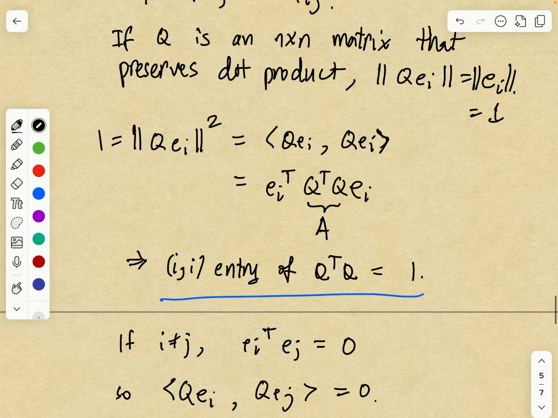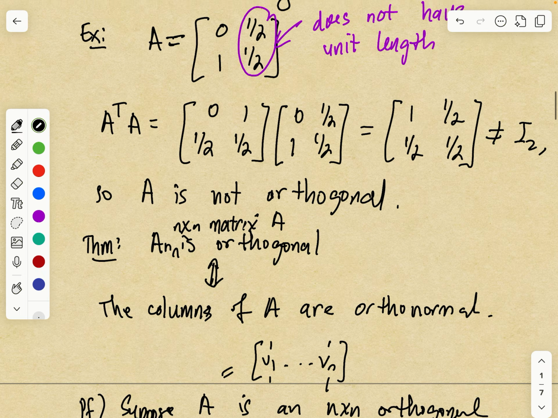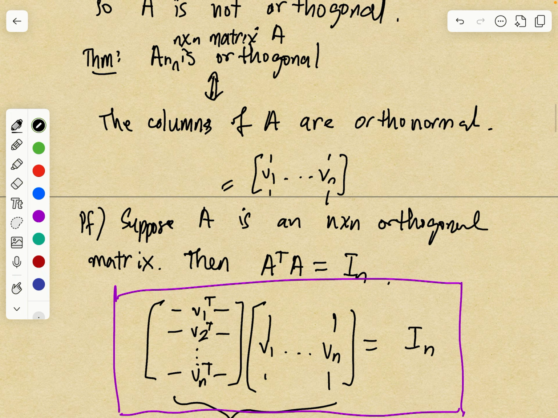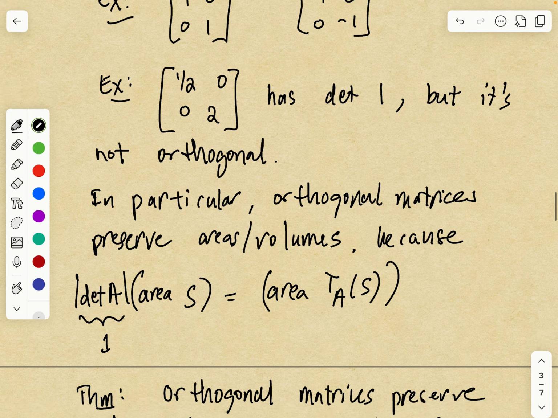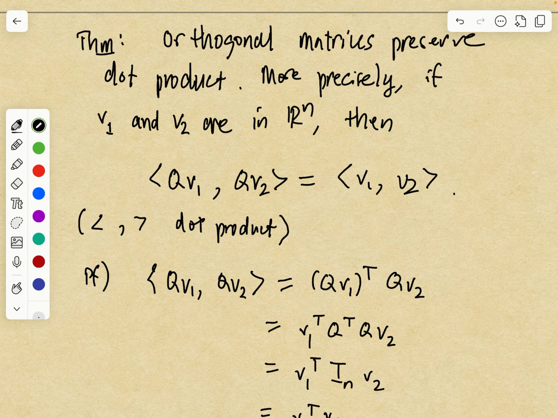Okay, so now we have three different ways of characterizing orthogonal matrices. One is that A transpose A is the identity. The second way is that the columns of A are orthonormal. And the third way is that they preserve the dot product. I mean, this one is not very easy to check, right? It's not easy to check that the matrix preserves the dot product. But it's still useful to know this because it gives you some intuition about what orthogonal matrices do.